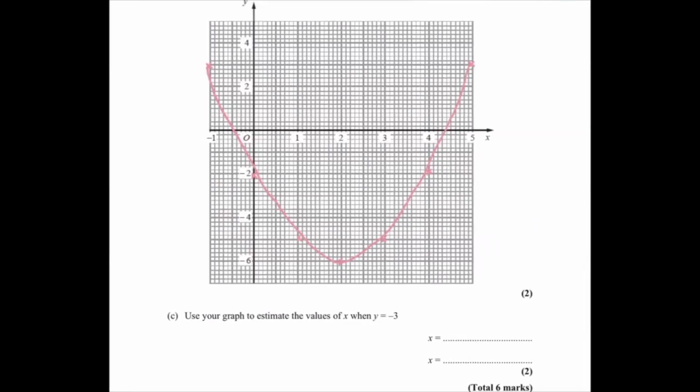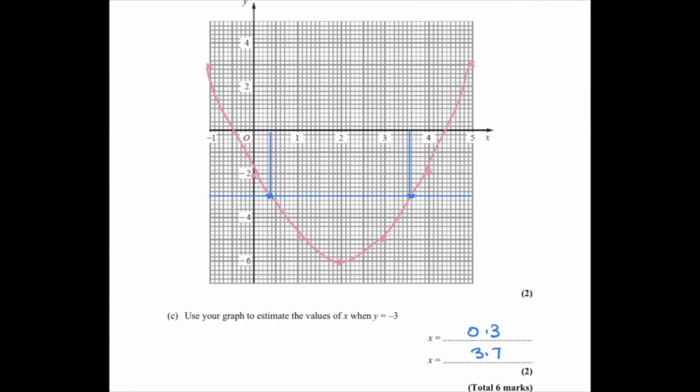The line y equals minus 3 is here on our graph. Our values are on the x-axis where these cross each other. So I would literally just be going up and reading where they come in. So x is 0.3 and x is 3.7, I would say I've got on that graph there.